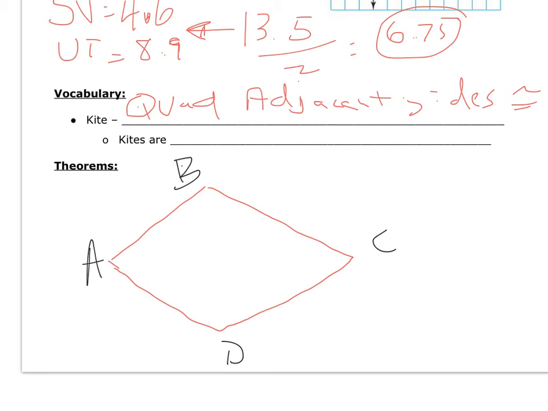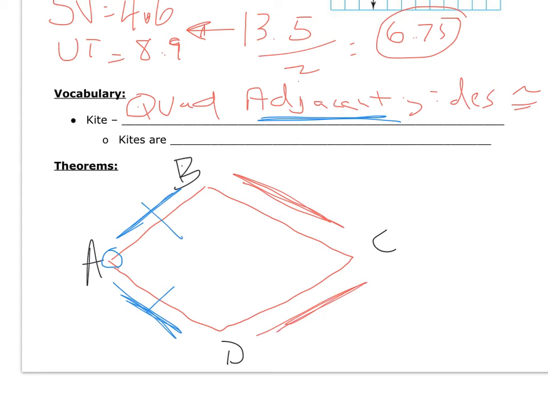What they mean by adjacent, we've dealt with the word adjacent. But remember what adjacent means. Adjacent means next to, or you share something. For instance, this side right here, AB, and this side here, AD. Don't both of those sides share that point right there? So they're adjacent to each other. So AB would be congruent to AD. And then you have this side over here, BC and DC. They're adjacent, and they share this point here, C. So BC would be congruent to DC, and that's a kite.